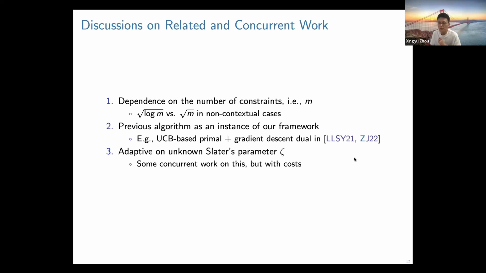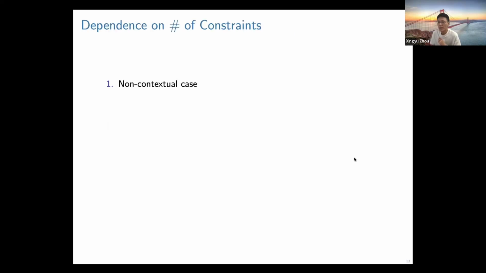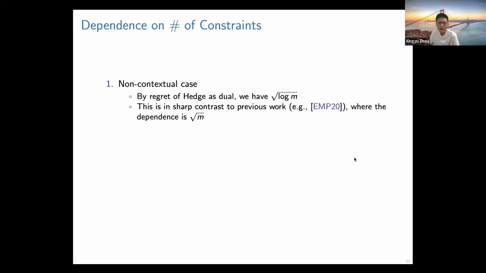Okay, so let's discuss them one by one. The dependence on the number of constraints. Let's first look at the very simple non-contextual case, like the simple multi-armed bandit. In our algorithms, you can choose the dual player as the Hedge, right? Or you can use online mirror descent. We can have this kind of square root log n, right? This is from the regret guarantee of the Hedge. So this is in sharp contrast to the previous one, right? Where the dependence is on the square root n.